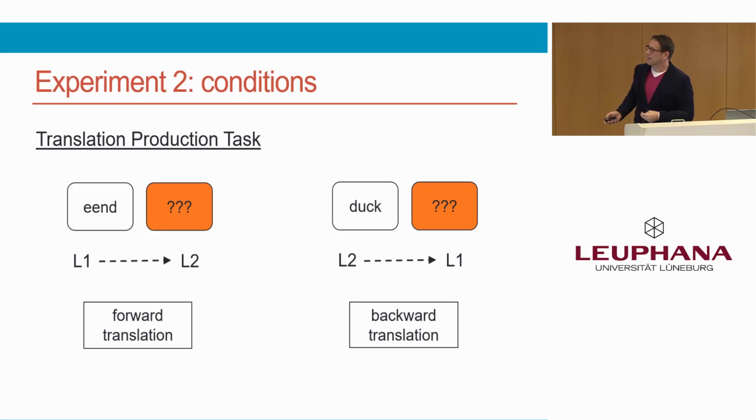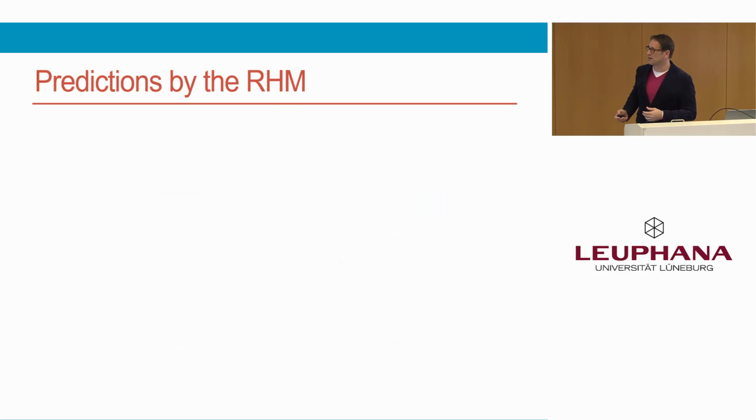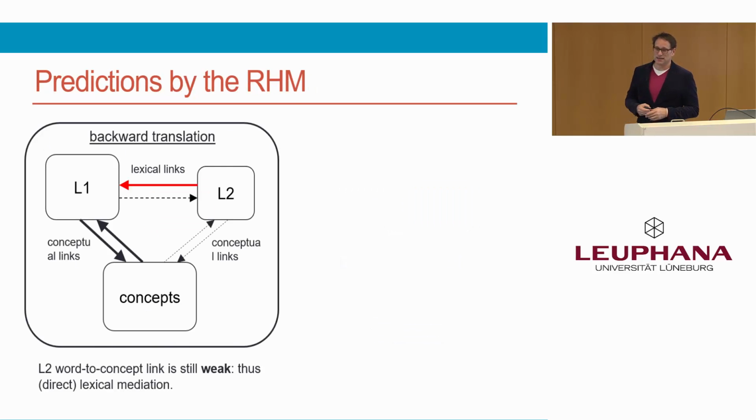Okay? Now, given that we had specific predictions before in the translation recognition task, we have the same here. Same setup again. Okay, and now we're only assuming that these are beginning learners. Okay? Again, beginning learners have a weak conceptual link between L2 word and the concept. Thus, when they have to translate backwards from the L2 to the L1, they will use this strong link. Again, these are all predictions.